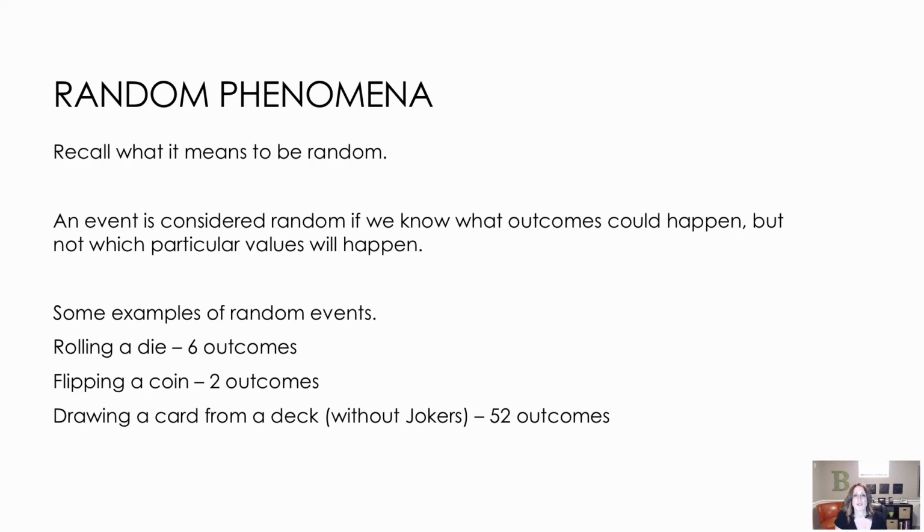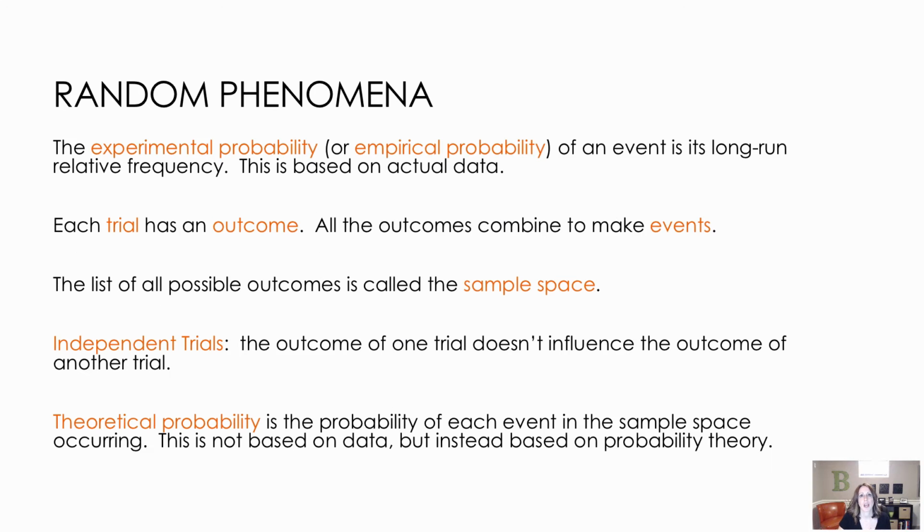So again, we're going to talk first about random phenomena, and we have talked about randomness already and what makes something random. But remember, an event is considered random if we know what outcomes could happen, but we don't know which one will happen, like rolling a die or flipping a coin. There's a lot of terminology when it comes to probability, so I've tried to set those apart by using an orange font, but these are the terms that you need to know and understand for probability.